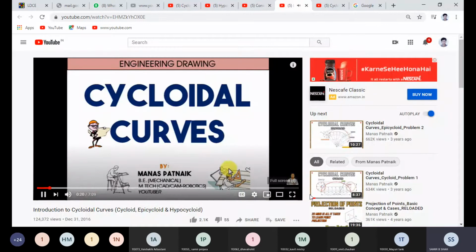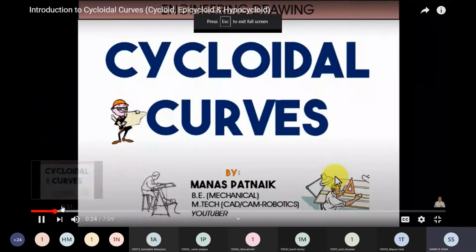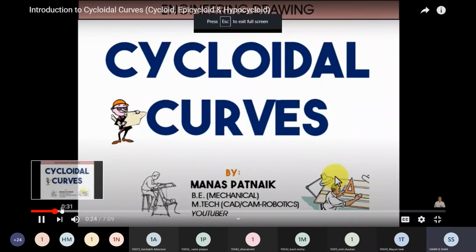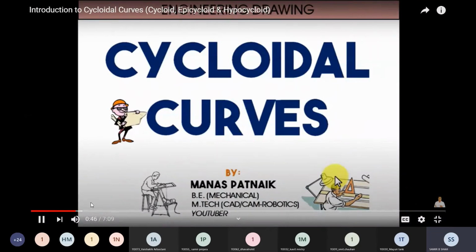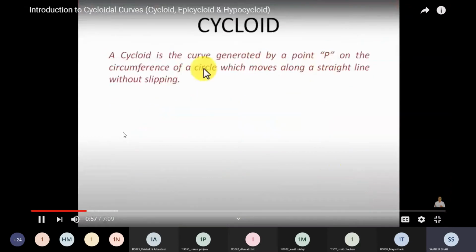But what the hell is a cycloidal curve? Well, these curves are generated by a fixed point on the circumference of a circle. Such curves may be called cycloidal curves. So let's see all of these curves generated by a point P on the circumference of a circle.